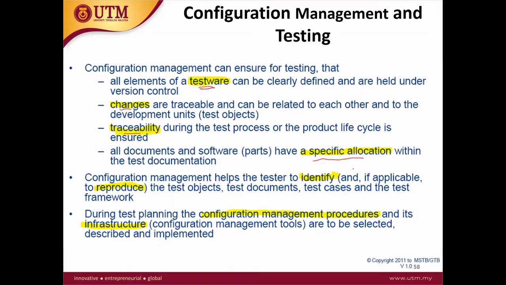And then for your test case execution, if you still remember in TestLink, when you want to execute the test case, when you want to assign the execution, you can specify which build you are referring to. So that is about the special allocation. And then configuration management helps the tester to identify and, if applicable, to reproduce the test object, test documents, test cases, and test framework. That means to repeat the setting of the original test, just in case there's some argument or further investigation needed, especially about the failed test cases.